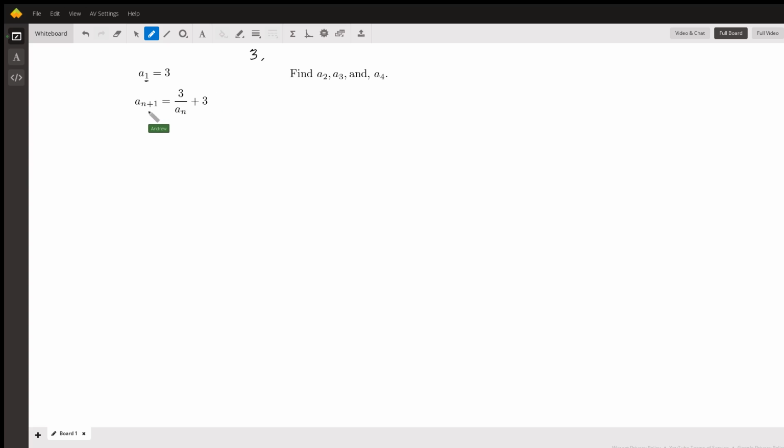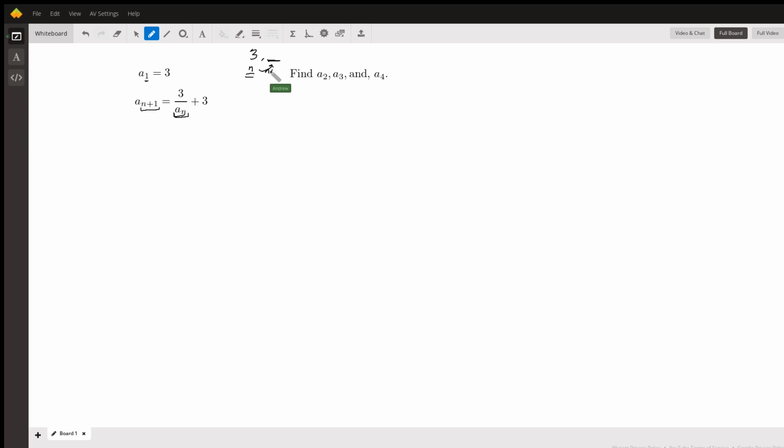And then every number after that, what happens is you take 3 and you divide it by, so this is A of n plus 1, right? So say this is n, and we want to consider the next one, which is n plus 1. So for this number, n plus 1, you take 3, you divide by the A n, which is the previous number, and then you add 3. This is the case for every single one.